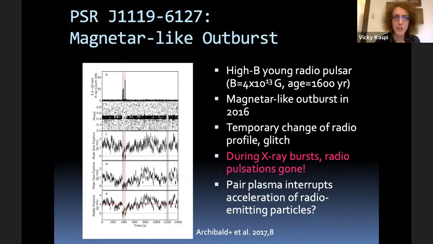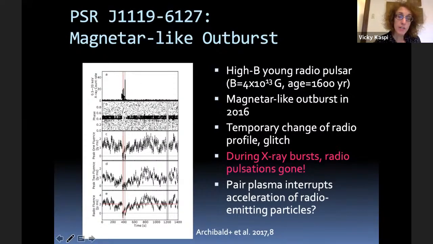1119-6127. In 2016, it had an X-ray outburst. You can see it got quite bright, 100 times brighter in the X-rays, and it had a bunch of magnetar-like X-ray bursts. The radio pulse profile suddenly changed. It had a glitch. And in this case, I just want to highlight something very interesting.